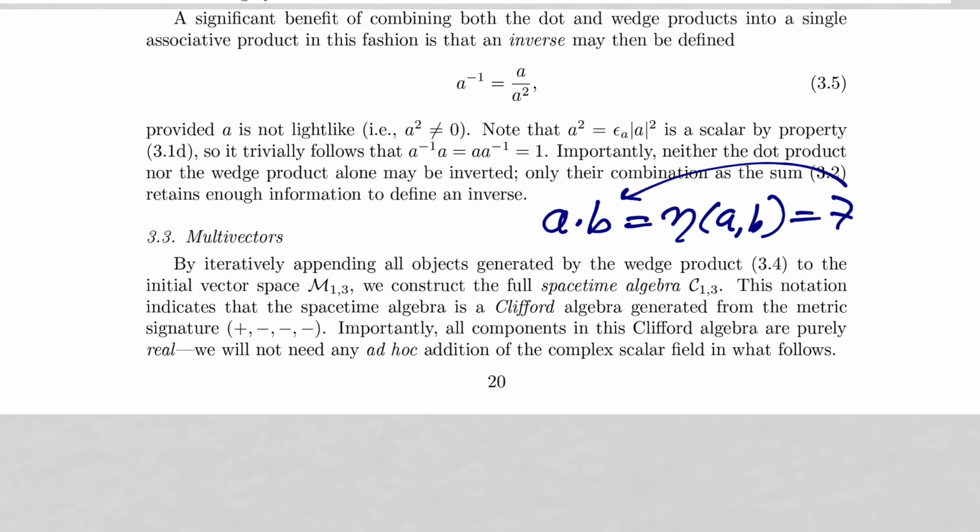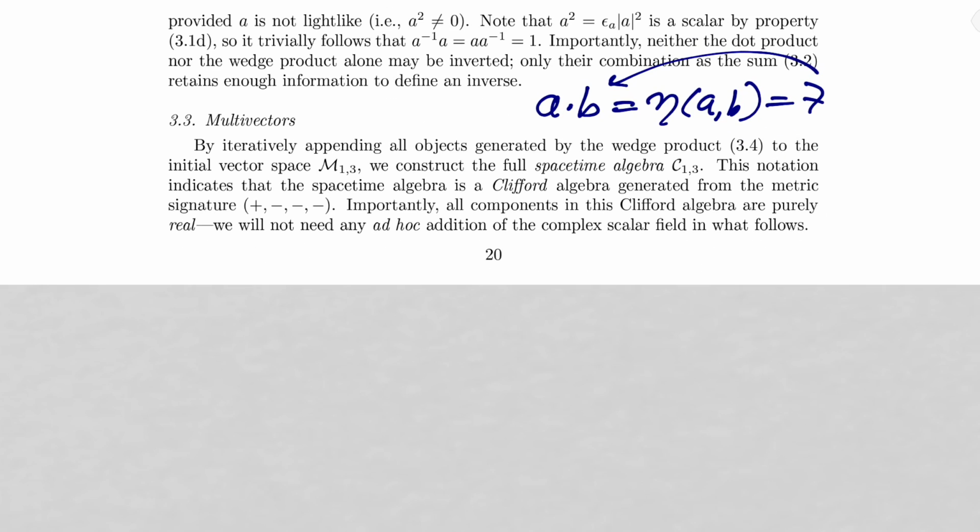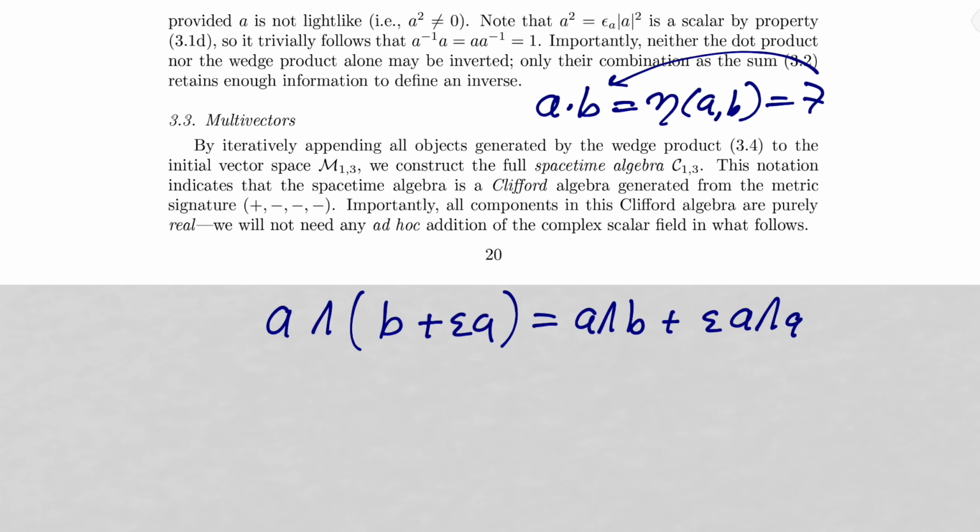From 7, I can never really go back and figure out what A and B were. And that's also true of A wedge B, right? And we show that A wedge B plus epsilon A, right? If I have A wedge B and I add to B some value of some other vector that's in the direction of A, co-aligned with A, which I'm writing as epsilon A, I break that up by linearity and I get A wedge B plus epsilon A wedge A. But epsilon A wedge A, of course, is 0 because any vector wedged with itself is 0.